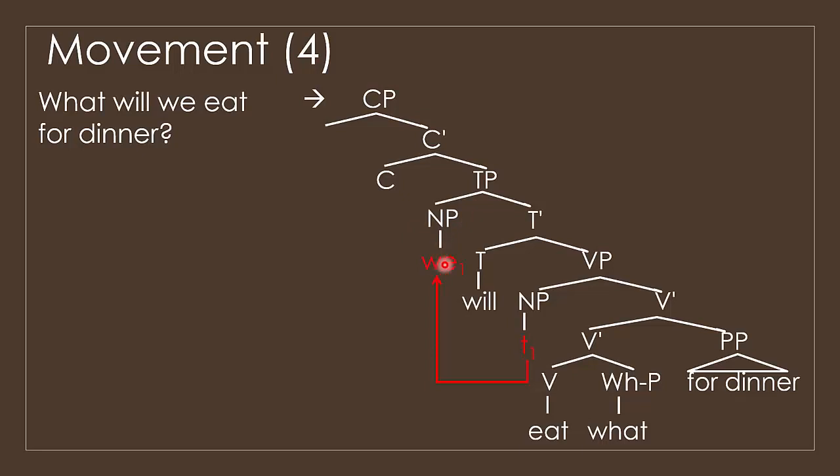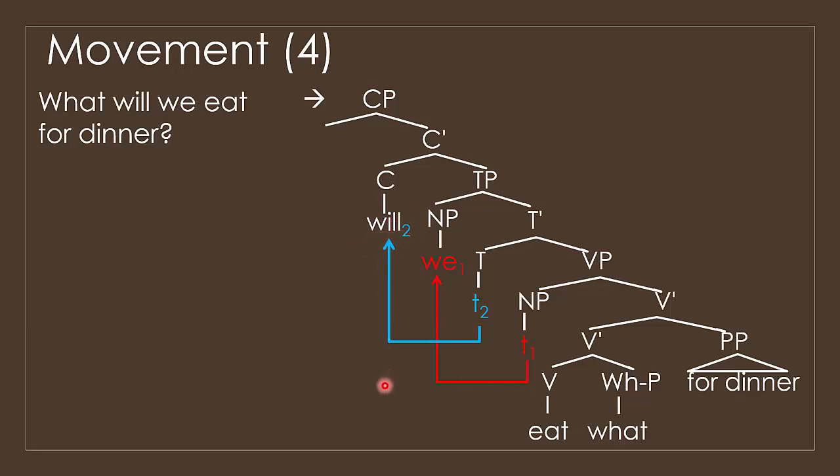V moves to this position, leaving a trace T1 over here. And then next, we have the movement of will over here from the T position to the C position. The C position here is always empty, but this is the landing site of an auxiliary verb or a modal in a question. So will moves from T over here to the C position over here.